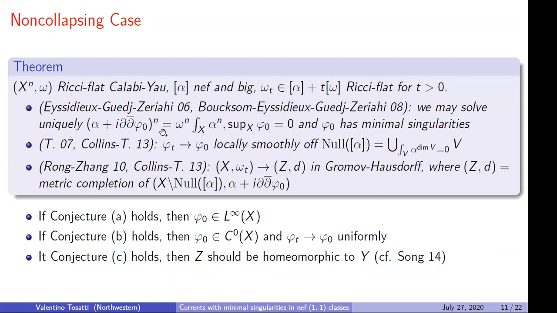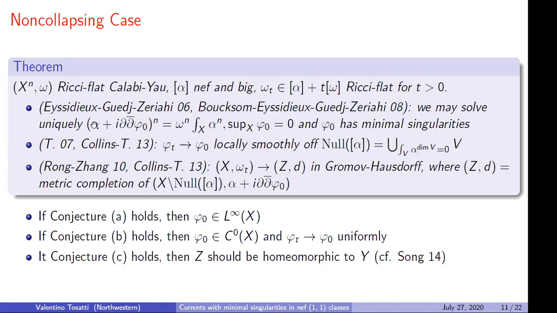What they prove is that you can solve this equation uniquely, and phi 0 is alpha-PSH, and crucially they prove that it has minimal singularities. So this is the connection with minimal singularities. Secondly, the connection with the Ricci-flat metrics is that the potentials phi t actually converge to phi 0, in fact locally smoothly, away from a closed analytic subset, the null locus of alpha, which is simply the union of all irreducible positive-dimensional subvarieties where alpha integrates to 0. So we proved that this is a Zariski closed, a closed analytic subset, and away from it you have extremely nice convergence.